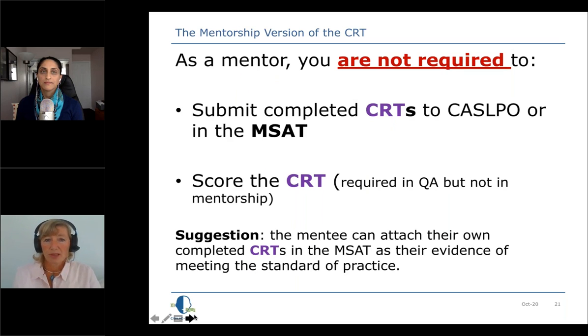So some things to note as a mentor: you are not required to submit completed clinical reasoning tools to CASLPO or in the MSAT. You're also not required to score the clinical reasoning tool. And just as an aside, it is required for peer assessors in the quality assurance program, but we are not asking you as mentors to do this in mentorship.